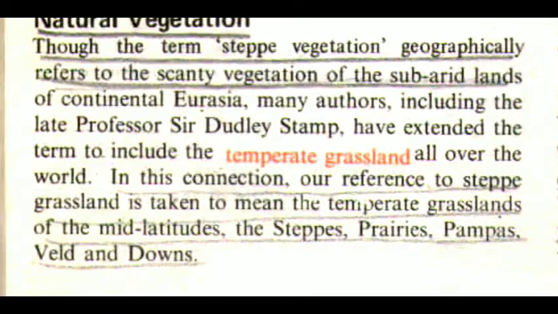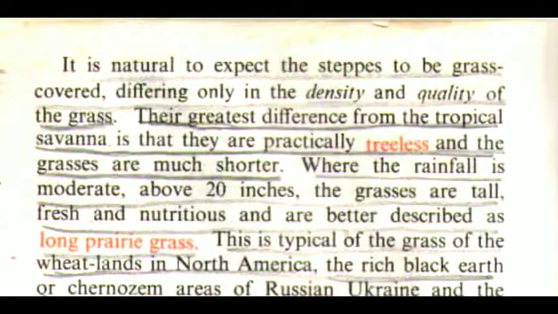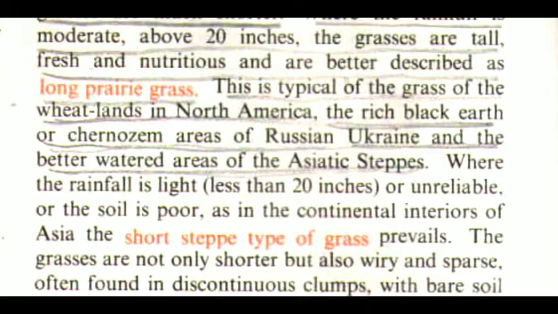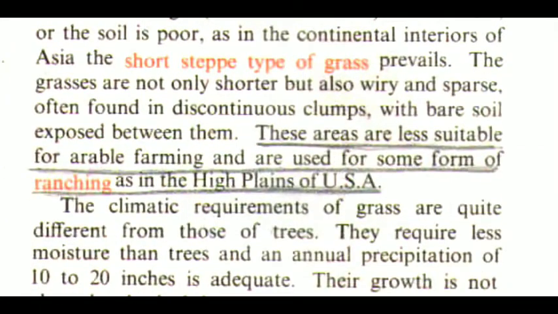It is natural to expect the steppes to be grass covered, differing only in the density and quality of the grass. Their greatest difference from the tropical savanna is that they are practically treeless and the grasses are much shorter. Where the rainfall is moderate, above 20 inches, the grasses are tall, fresh and nutritious and are better described as long prairie grass. This is typical of the grass of the wheatlands in North America, the rich black earth or Chernozem areas of Russia and Ukraine, and the better watered areas of the Asiatic steppes. Where the rainfall is light, less than 20 inches, or unreliable, or the soil is poor, as in the continental interiors of Asia, the short steppe type of grass prevails.